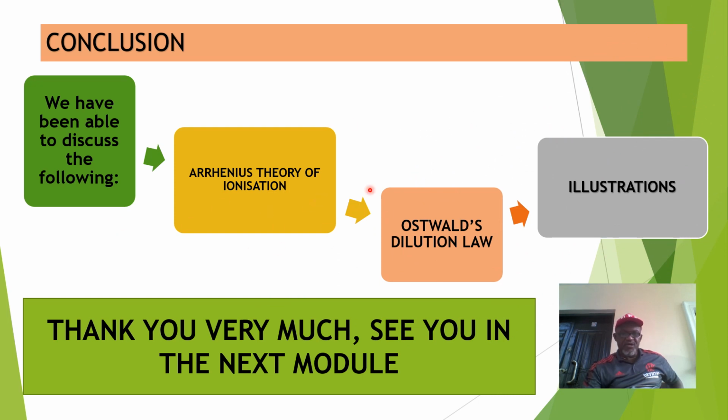Thank you very much. We've come to the end of this module. We have looked at Arrhenius theory of ionization or dissociation, Ostwald's dilution law, and looked at some illustrations. Thank you very much. See you in the next class.